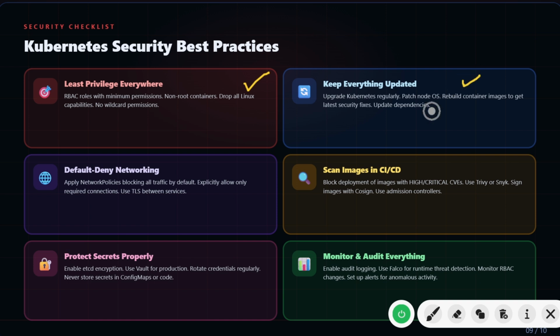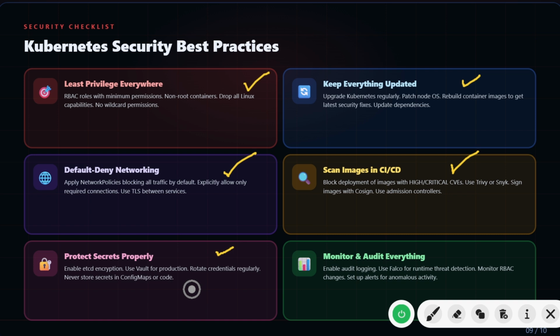That means update your Kubernetes regularly, patch the node operating system, and rebuild the container images to get the latest security fixes and update the dependencies. Default deny the networking. That means apply network policies that block all the traffic by default and explicitly allow what your application requires. And also make sure to use Transport Layer Security, TLS certificates, between the services. And scan images using CI/CD or tools like Trivy, Snyk also, and Twistlock also for running containers.